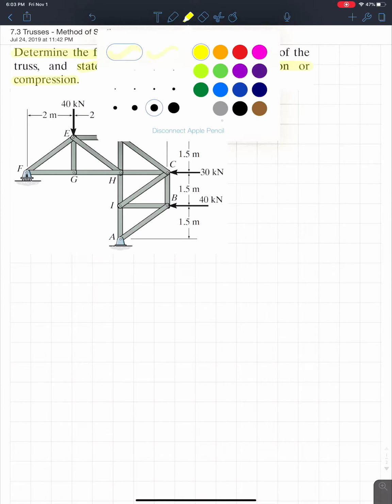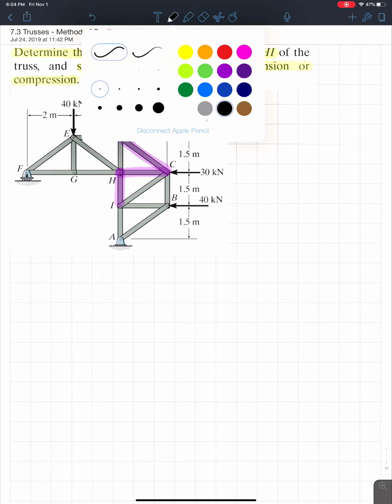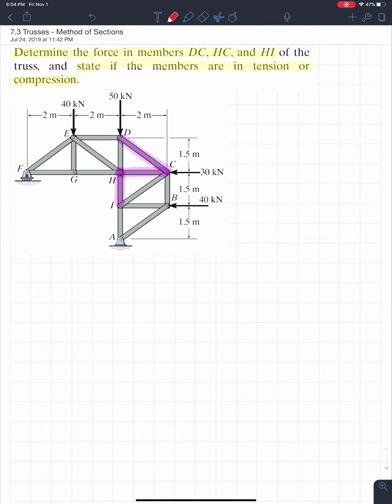However, what I like to do for these questions is highlight the members it wants us to find. The first one is DC, which is right in the middle of the truss. That should be your first hint that we're going to have to cut this truss using the method of sections. The second one is HC, which comes right across here. And our final one is HI, which comes down here. This is what you will usually see. It wants a couple of members, and what you will find is they're usually very close together.